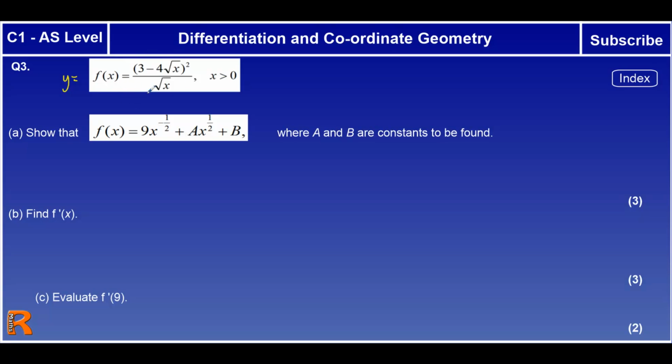And again, similar to question 2, we've got this quotient that we've got to simplify into this polynomial. So we're trying to show that this is equal to that again.